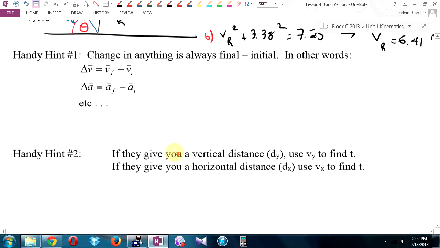Handy hint number 2. If they give you a vertical distance, you better use Vy to find t. If they give you a horizontal distance, you better use dx. In other words, please make sure in the river question and in the airplane question that your displacements and your velocities are lined up with each other. Don't you dare use a vertical displacement to find a horizontal, or worse yet, a slanty velocity.